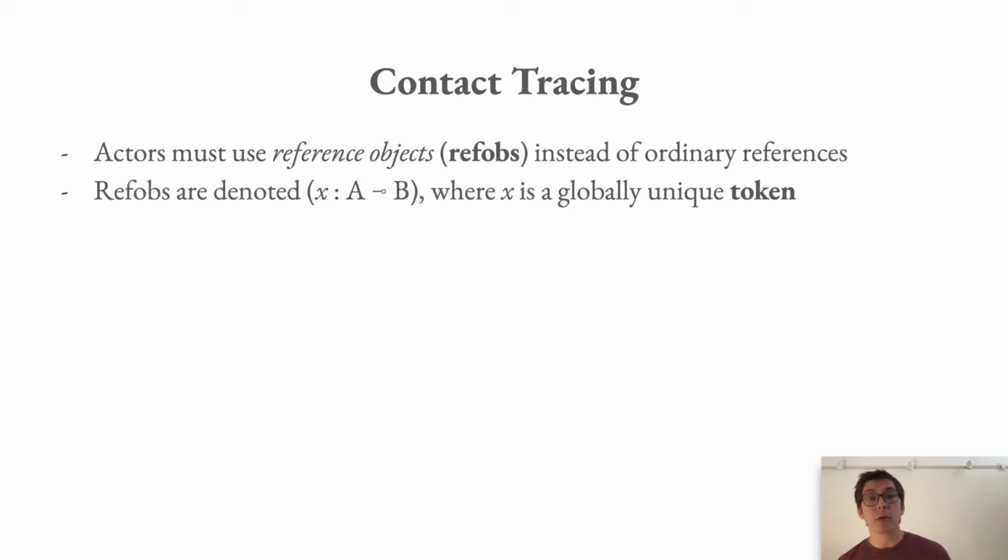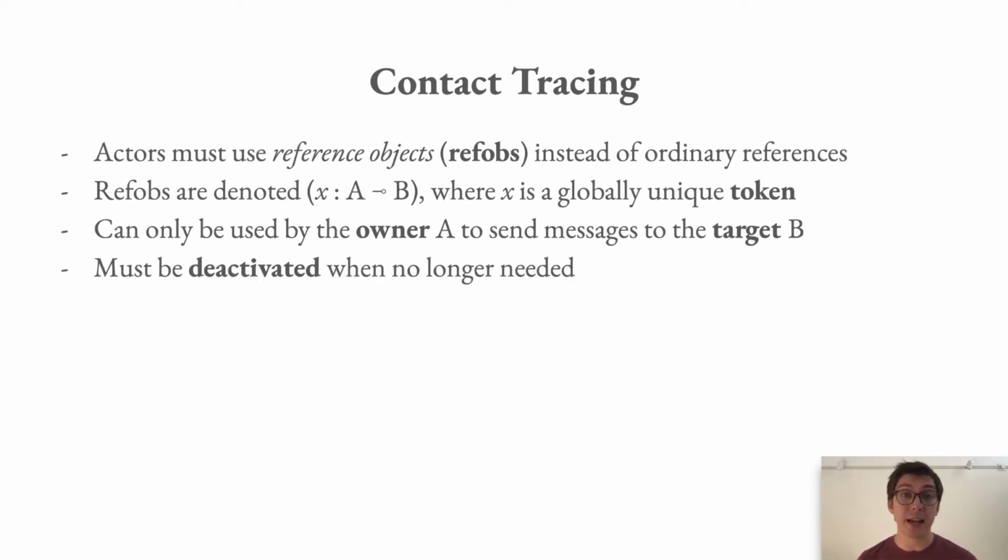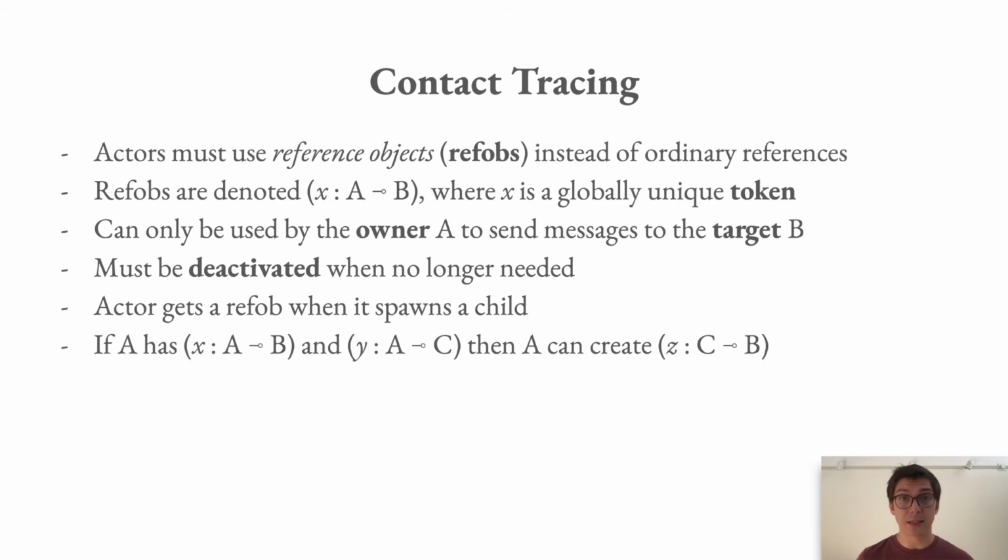So this refob can only be used by A, which is called its owner, to send messages to B, which is called the target. And when A is done with the refob, the programmer needs to deactivate it, which triggers a special protocol between A and B. So if refobs can only be used by their owners, how do you get new ones? There's two ways. The first way is that the parent actor gets one whenever it spawns a child. And secondly, if A has refobs to B and C, then it can make a new one pointing from C to B. Let's see an example of how this works.